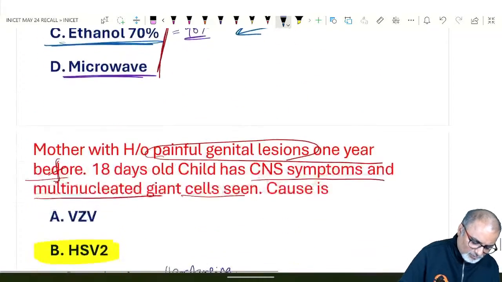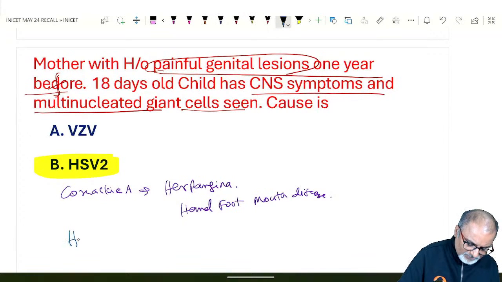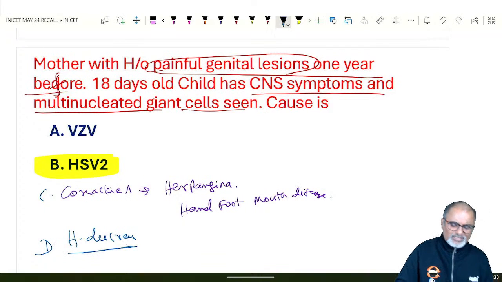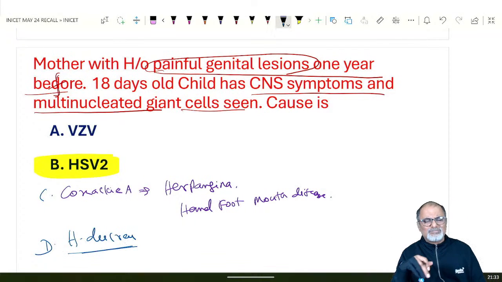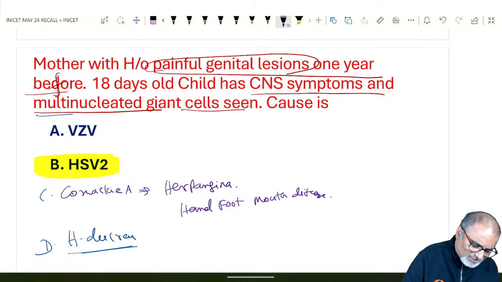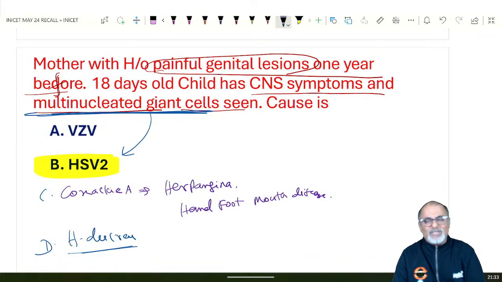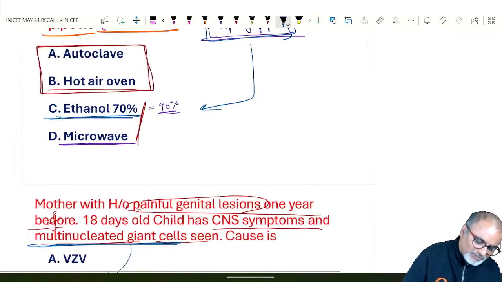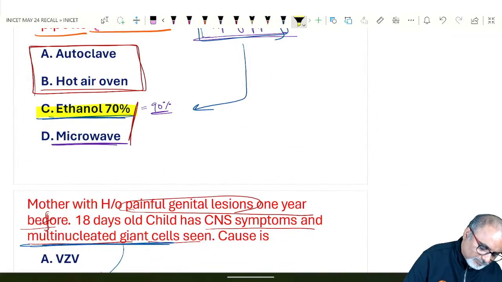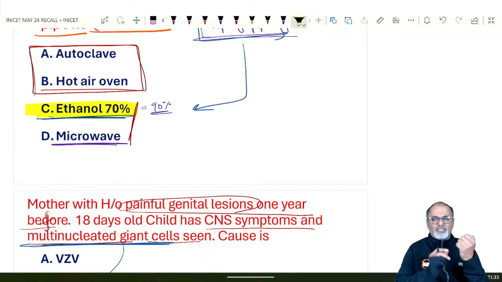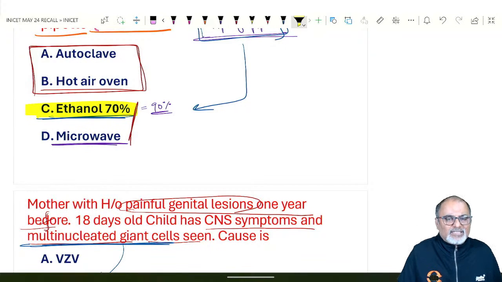Okay, here one more is Haemophilus ducreyi. Haemophilus ducreyi, painful genital lesion, but it won't cause CNS symptoms and multinucleated giant cells. This is important. Multinucleated giant cells, diagnostic of herpes simplex virus 2. Okay, tip means I can go for ethanol 70%. Tip of the pipette we need to clean with 70% ethanol.